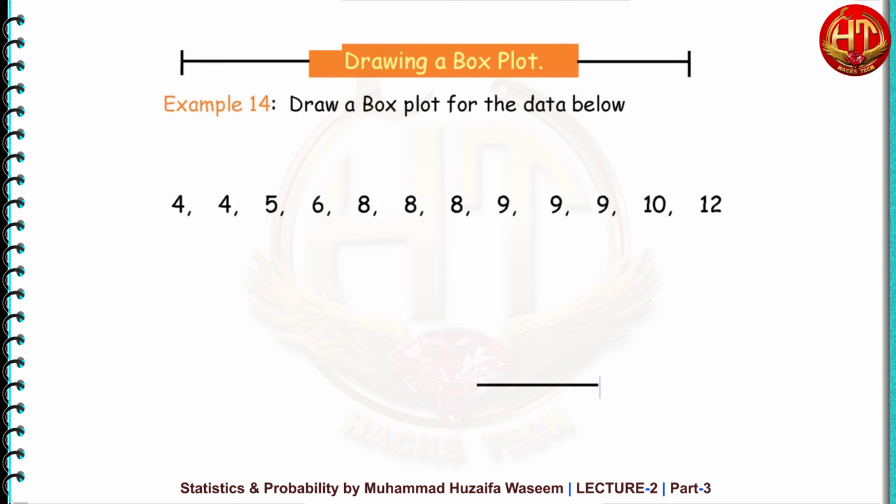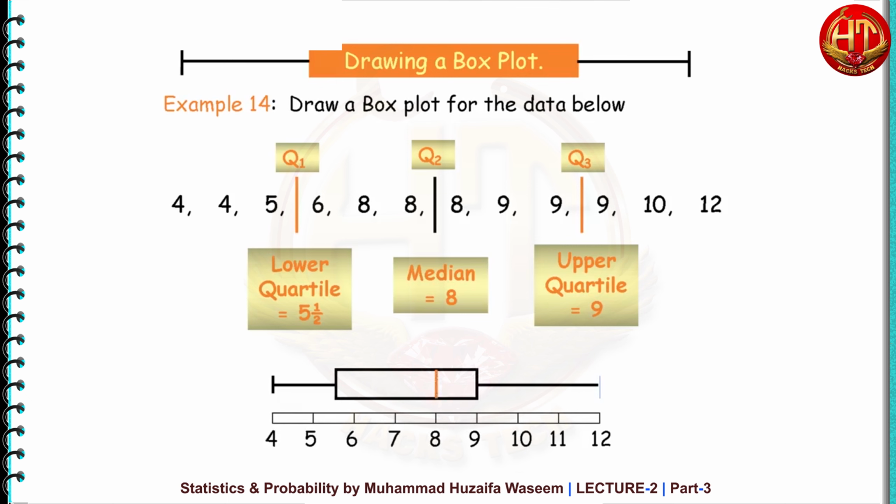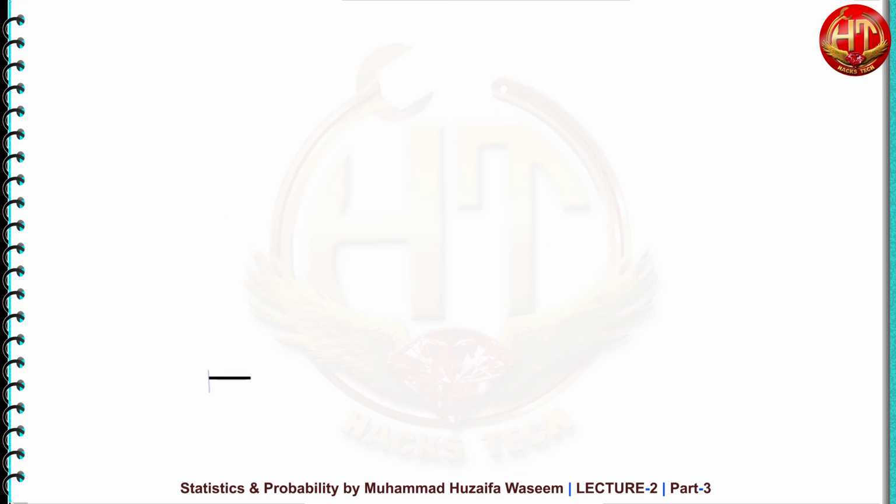Now, draw a box plot for the data below. First, you have to arrange the series in ascending order, then calculate the minimum and maximum value in the given series, calculate the first, second, and third quartile in the given series, and then draw it. Calculate the first quartile, which is 5, the second quartile, which is the median, and the third quartile, which is 9. Then draw the whisker points, the minimum and maximum value, highlight the first quartile and third quartile, and then the median. Okay, this is your box plot.